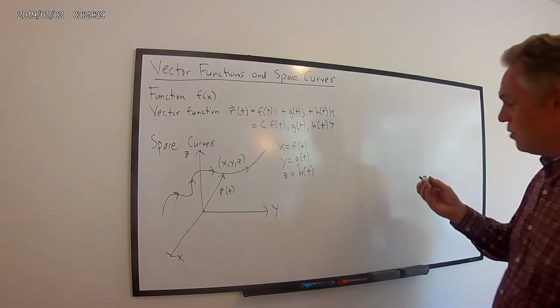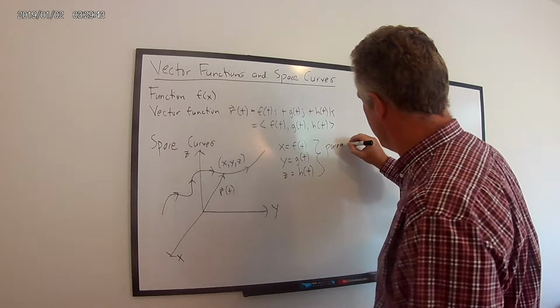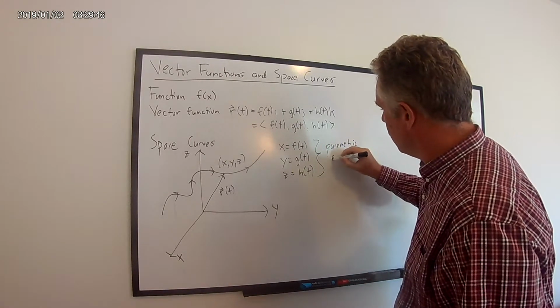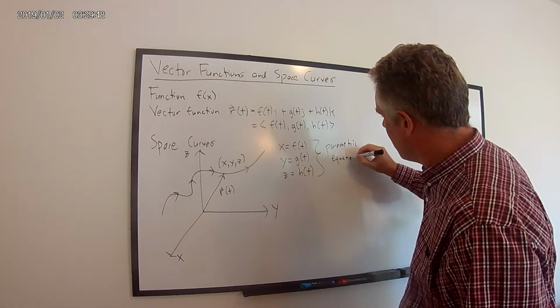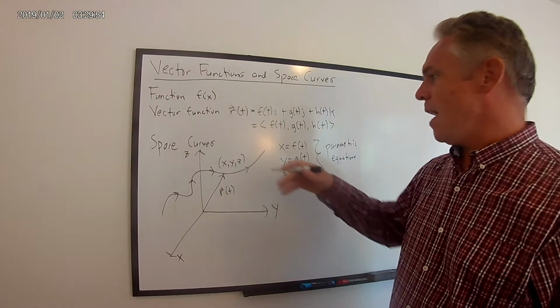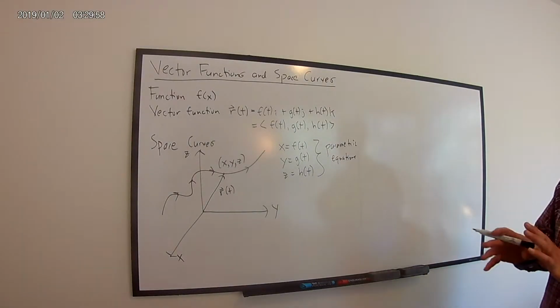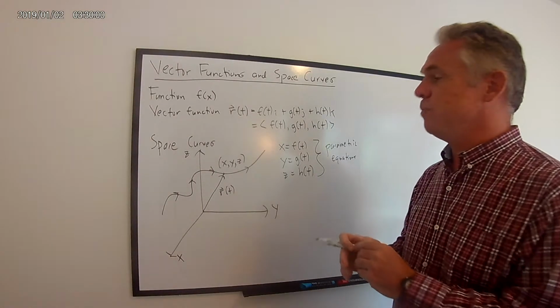So this is how we locate the particle in terms of x, y, and z coordinates at a certain time. Now, we've actually seen these kind of equations before. These are simply parametric equations. These are parametric equations that specify the point x, y, z and how that point changes over time. Okay, so this is the introduction to vector functions and space curves.